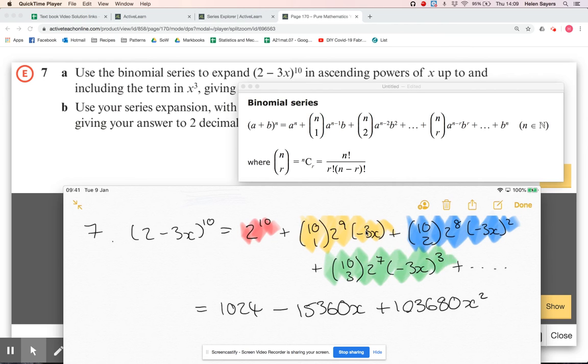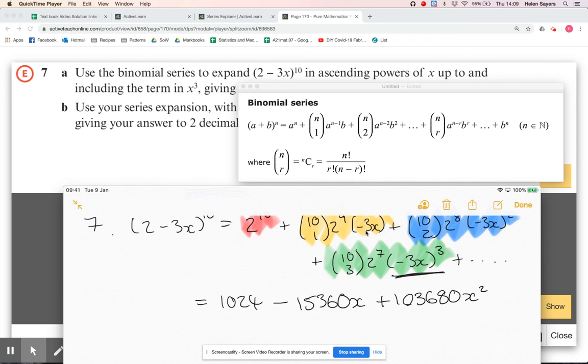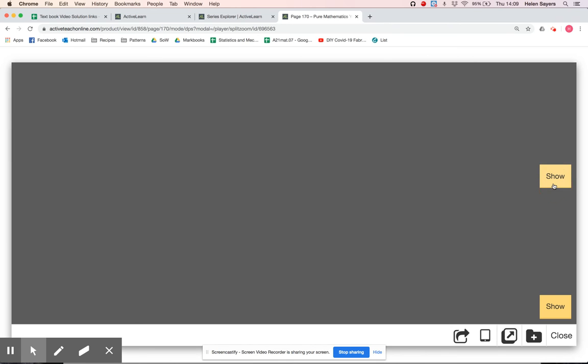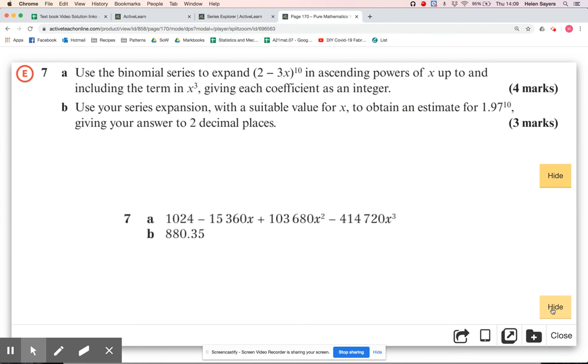And then looking at my x cubed term, that is going to end up a negative, because I've got minus 3 cubed, and a negative number cubed is a negative. So that's going to be minus 10 choose 3 times 2 to the power of 7 times minus 3 all cubed, so times minus 27. So I get that as 414720x cubed. Okay, let's just quickly check that before we do the next bit. Yeah, okay, so we got that.